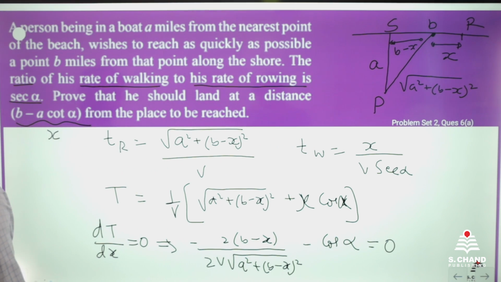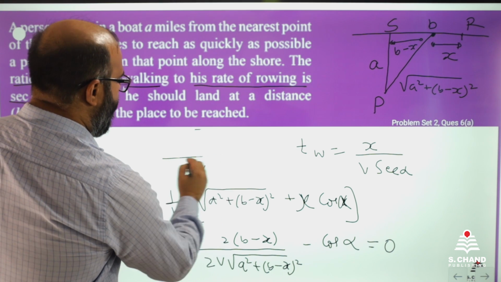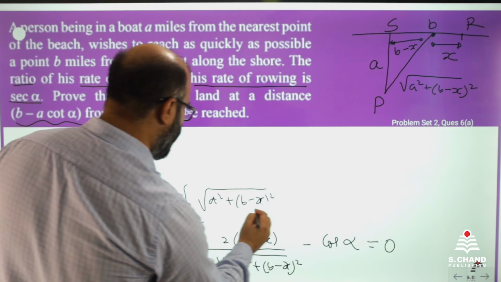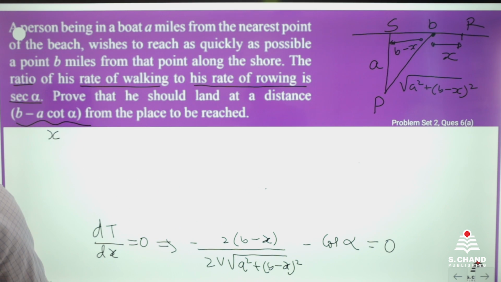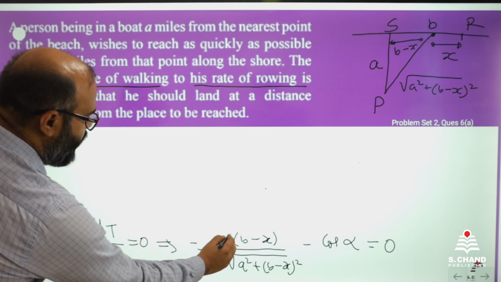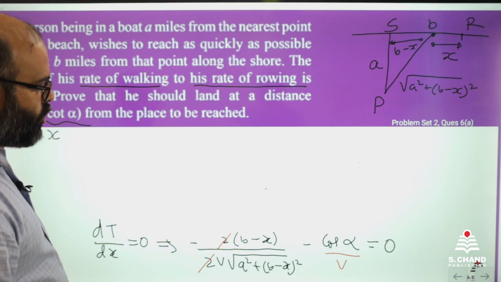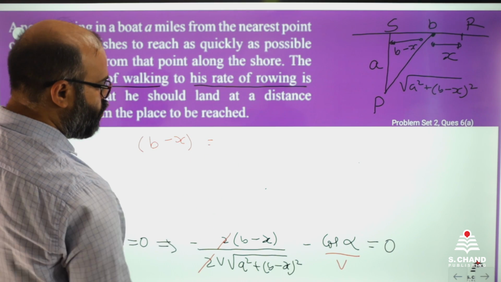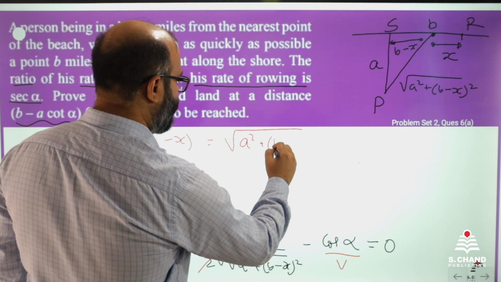So when you equate it to 0, let us erase this portion. When you equate it to 0, you get the value of x from here, and that value of x should be equal to b minus a cot alpha. So let us calculate that part. This 2 will get cancelled, v is also there, so v will become 0 after multiplying with 0. So it will become b minus x is equal to root over a square plus b minus x whole square into cos alpha.